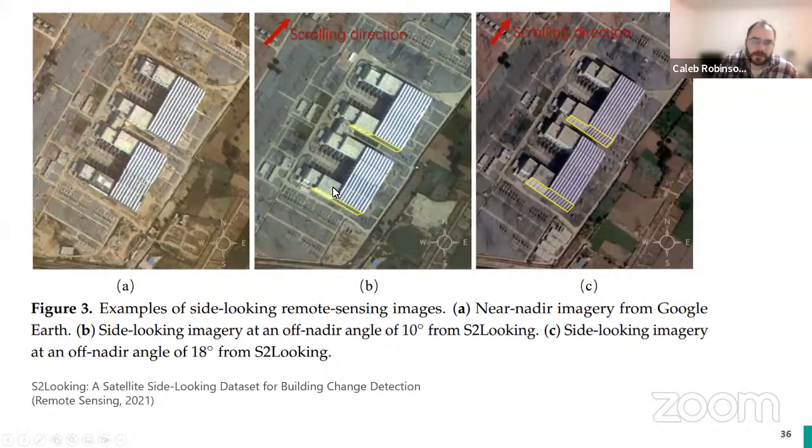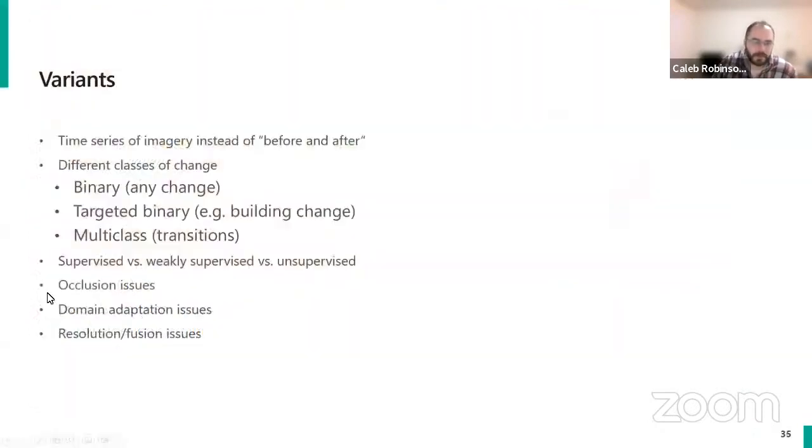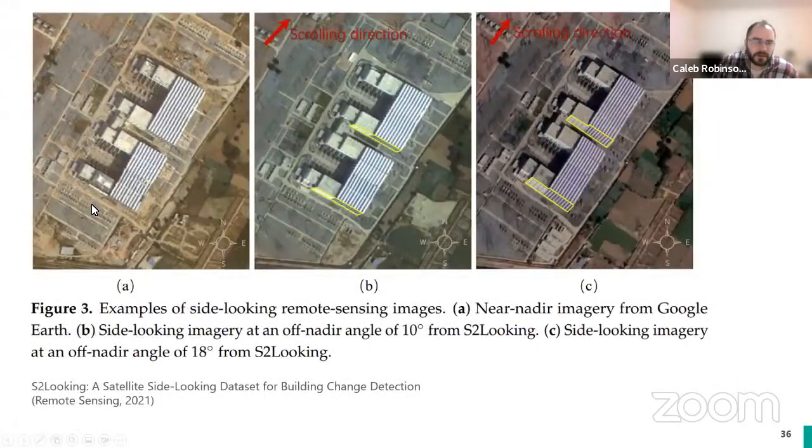buildings. And this is just one of the dimensions which might fall into the domain adaptation issue. If you're having imagery in the after case or the before case that has high off-nadir angles, is your model going to include this overlap as change or not? And how would you deal with that?